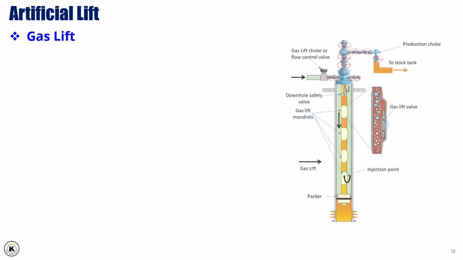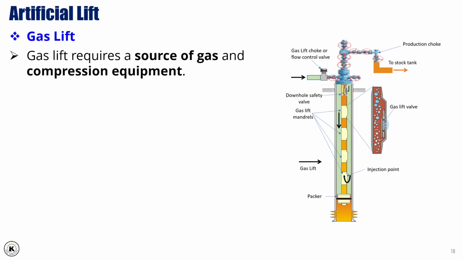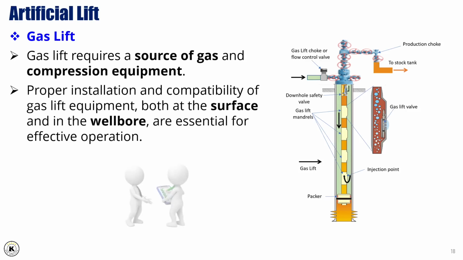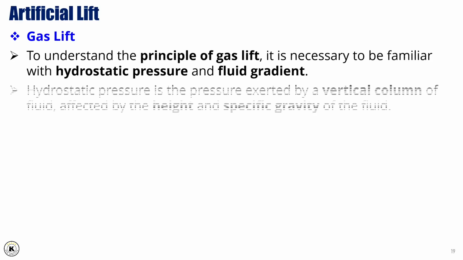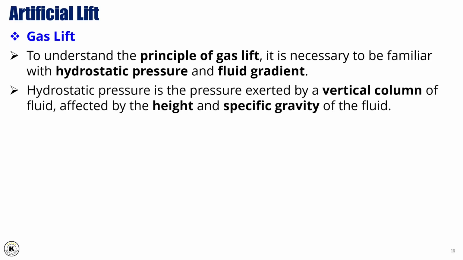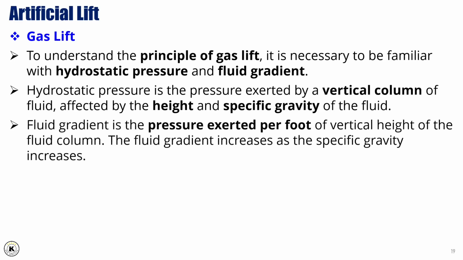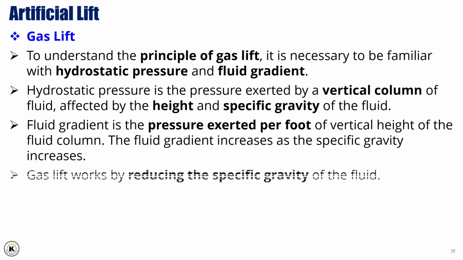Gas lift. Gas lift requires a source of gas and compression equipment. Proper installation and compatibility of gas lift equipment, both at the surface and in the wellbore, are essential for effective operation. To understand the principle of gas lift, it is necessary to be familiar with hydrostatic pressure and fluid gradient. Hydrostatic pressure is the pressure exerted by a vertical column of fluid, affected by the height and specific gravity of the fluid. Fluid gradient is the pressure exerted per foot of vertical height of the fluid column. The fluid gradient increases as the specific gravity increases. Gas lift works by reducing the specific gravity of the fluid.